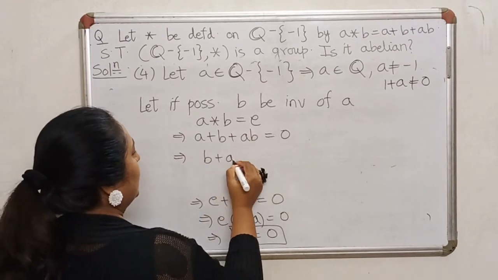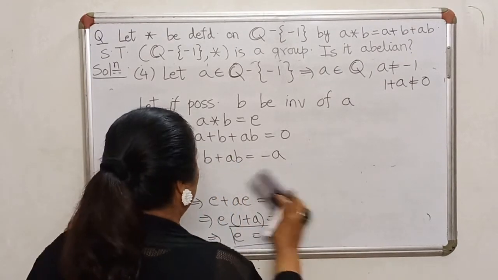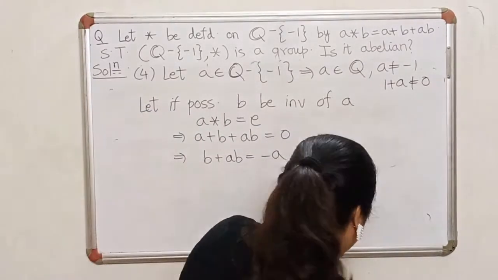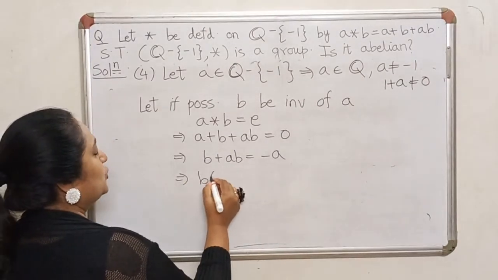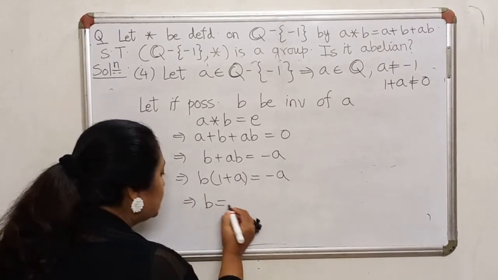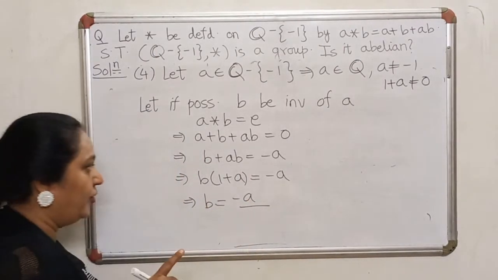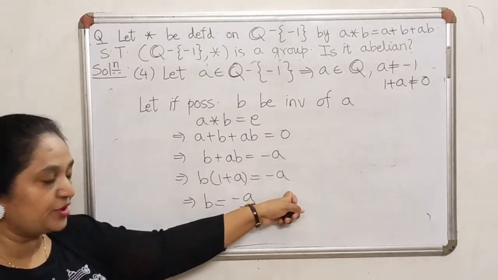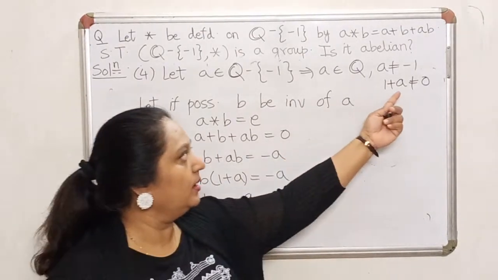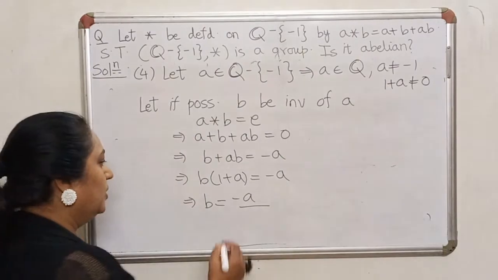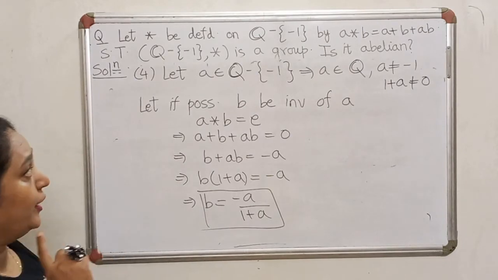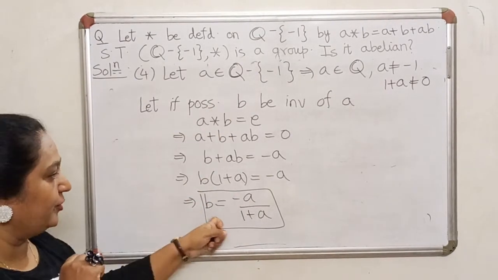And this will mean B plus AB. Remember, I am trying to find the value of B. So I need to basically isolate B, have B on one side and take everything else to the other side. So B into 1 plus A is minus A. And therefore B is equal to minus A upon, stop for a moment, because I need to push this in the denominator. But before I do that, I need to make sure it is not equal to 0. But here, I know that it is not equal to 0. So I can safely take this in the denominator. So if at all B is going to be inverse of A, B will have to be equal to this.